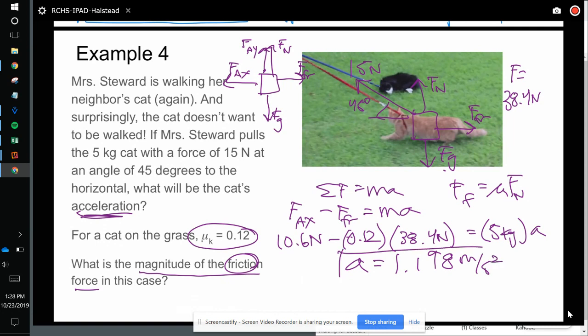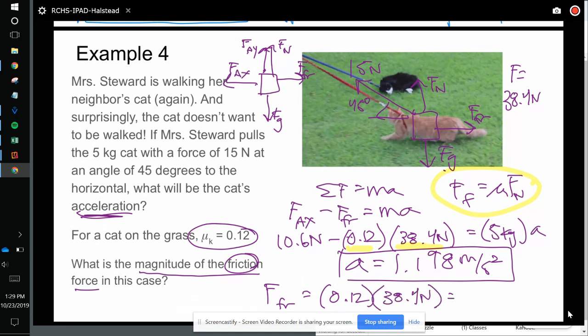So that's our acceleration. And then down here, it asks us for the magnitude of the friction force. That's just going to be this equation right here. So if we want to find the magnitude of the friction force, it's just that 0.12 times that 38.4. So friction force equals 0.12 times 38.4 newtons. It's the mu times the normal force. So we get 0.12 times 38.4, and that is 4.6 newtons for the friction force.